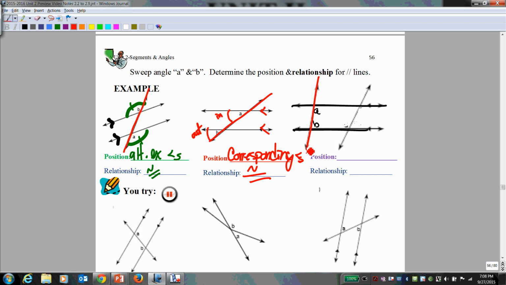Two lines, we're going to put your stir stick right there. A and B, they are consecutive interior angles between the lines right next to each other. Consecutive interior, also known as same side interior. These are not congruent when lines are parallel, but they do add up to 180. So we would say supplementary.